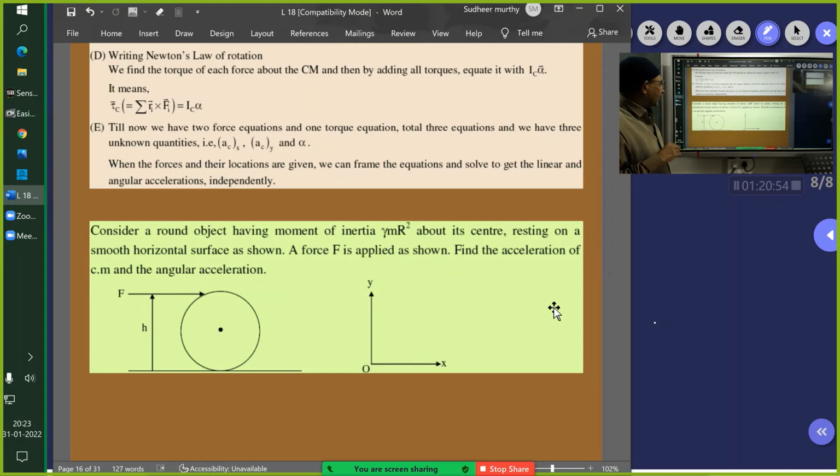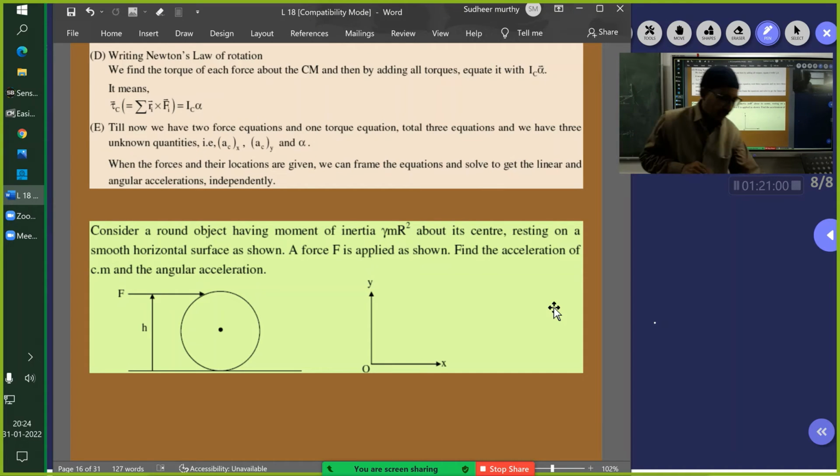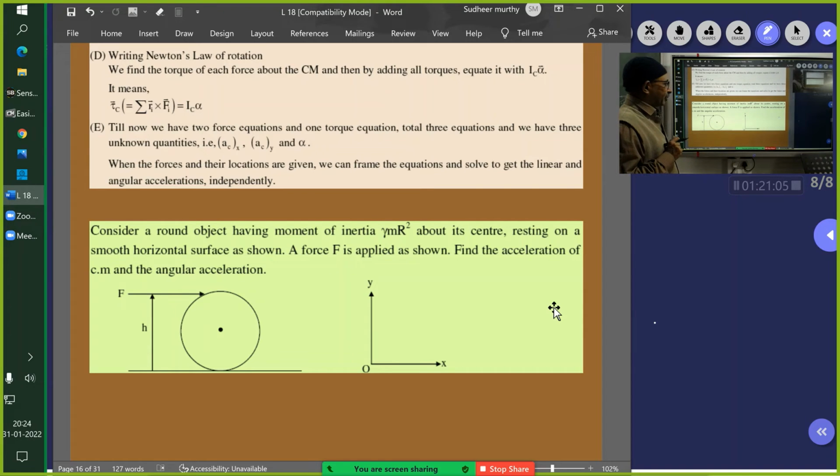So they have given a round object having moment of inertia gamma m r square. It's a round object. They have not told disk or anything.